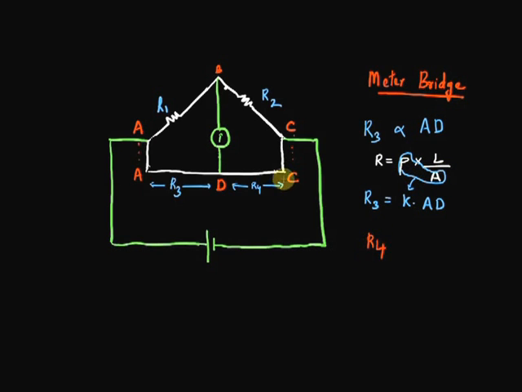Similarly, the resistance R4 will be proportional to the length of the wire DC. Or my R4 will be equal to K times DC. If you notice, I'm using the same K term for R4 as was used for R3. That is because AD and DC are part of the same piece of wire, and hence their cross-section and resistivity values must be exactly the same.